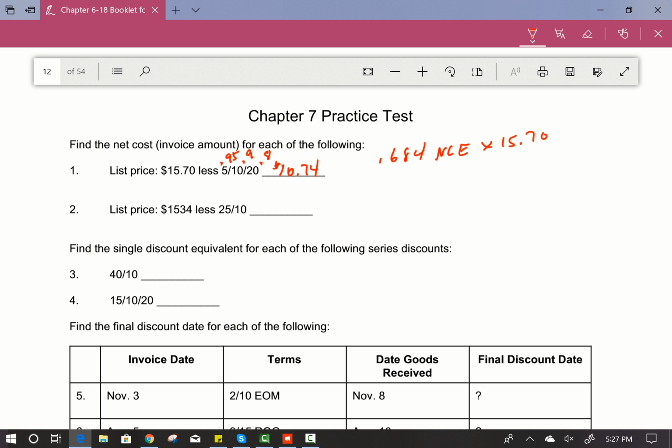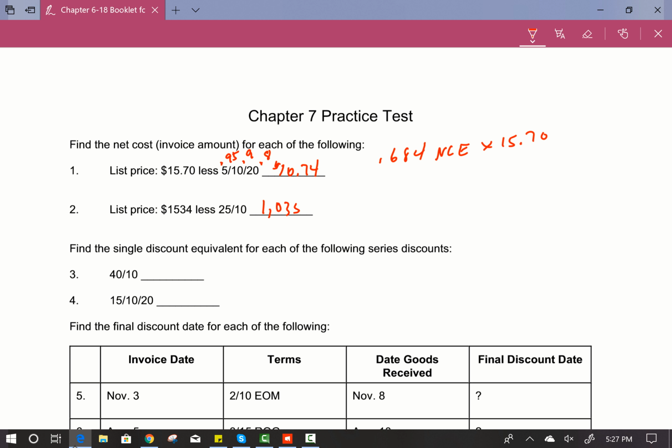Okay, number 2, the list price of $15.34 less a 25% discount and a 10% discount. I could find the net cost equivalent first, or I could just take $15.34 and then multiply that times the complement of 25, which is 0.75 after I move the decimal point 2 places to the left, and then multiply that times 0.9, the complement of 10%, and that will equal $10.35 and 45 cents.